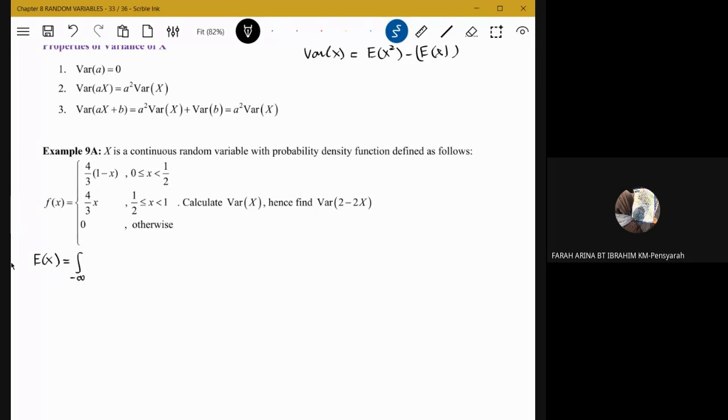So it's going to be integrate from negative infinity towards 0. So we can have 0, the function. So we have it 0 to half, half to 1. So 0 here, 4 over 3 (1 minus x), 4 over 3 x, and then 0 here. So 0 dx, 0 towards half, multiply with the x here, 4 over 3 x minus x squared dx, and then half towards 1, 4 over 3 x squared dx plus 1 towards positive infinity, 0 dx.